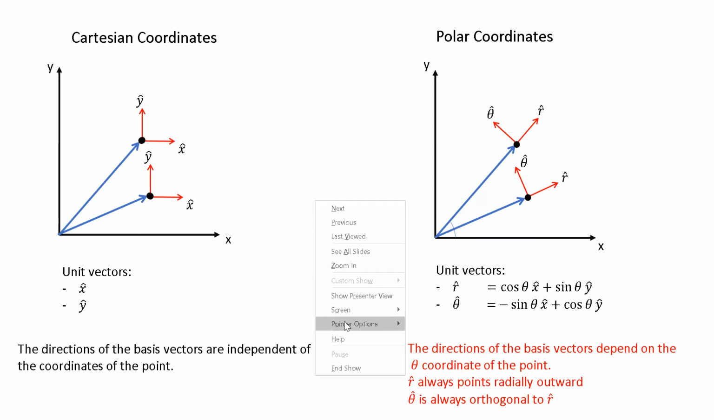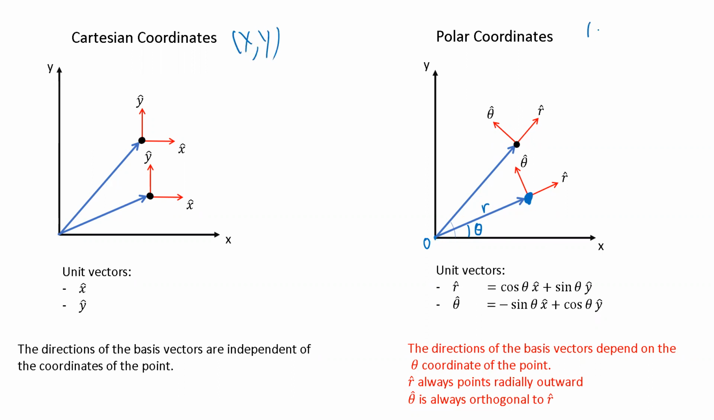And for the polar coordinate system, how do you specify the position of a particle? If I have a particle over here, the two numbers that I'm going to specify are, first of all, the distance between this particle and the origin, which I call r, and the other coordinate is theta, the angle between this r line and the x-axis. So this is x, y, and this is r, theta.